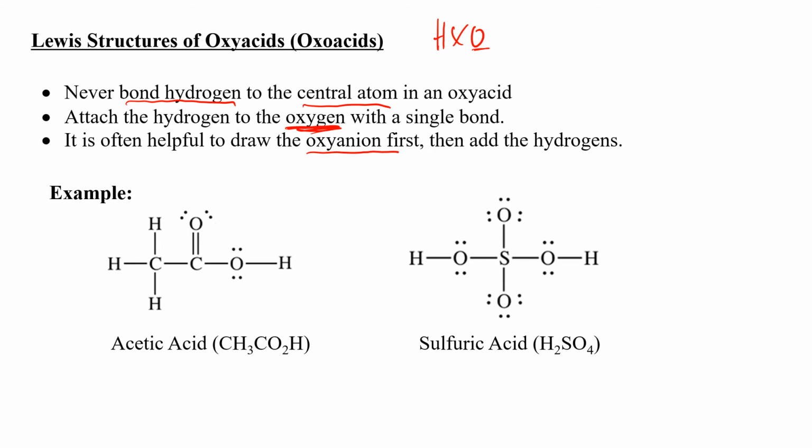We have acetic acid. Notice the hydrogen. This is the acidic hydrogen, or the acidic proton. It's always attached to the oxygen. These are not acidic.